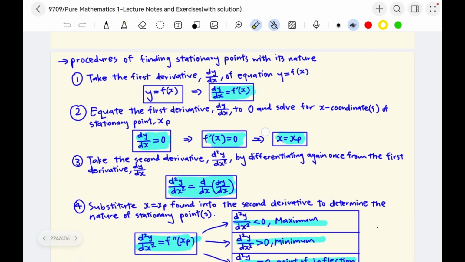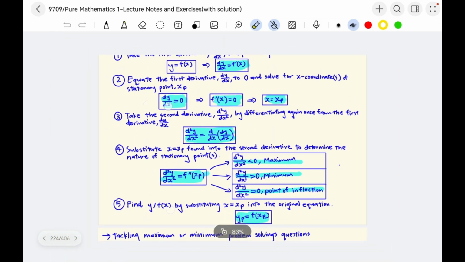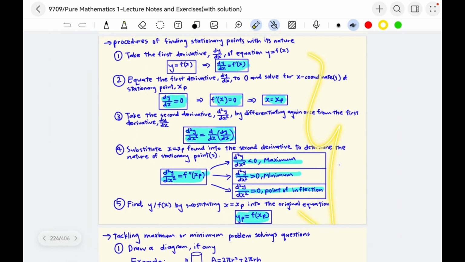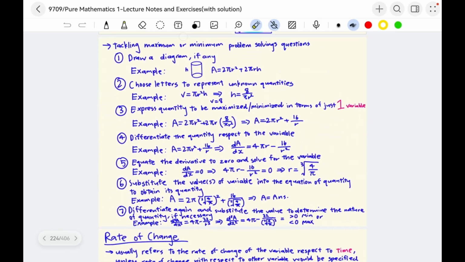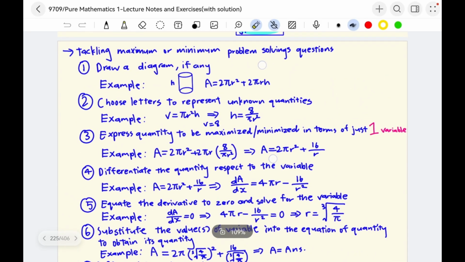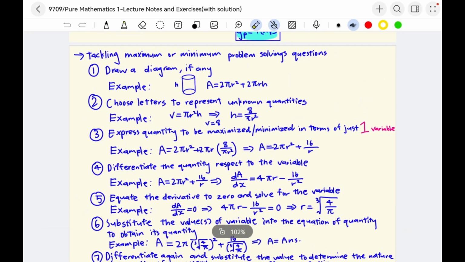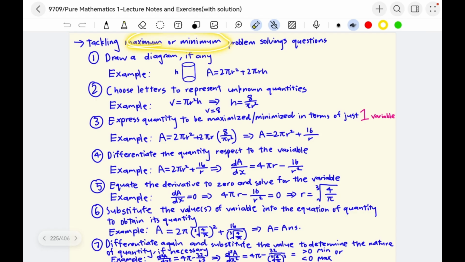Okay? So yeah, this procedure of finding stationary points is very general in your external A-level examinations. So this summary is for you. But before we end this video, let's go to tackling problem solving questions on whether a certain variable or quantity is maximum or minimum. I mean, the nature of the quantity or the variable.